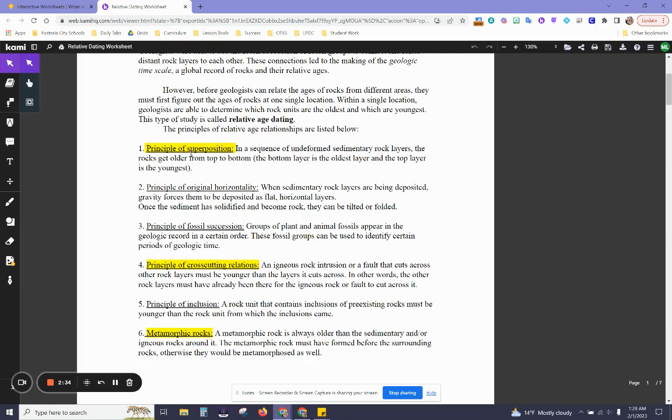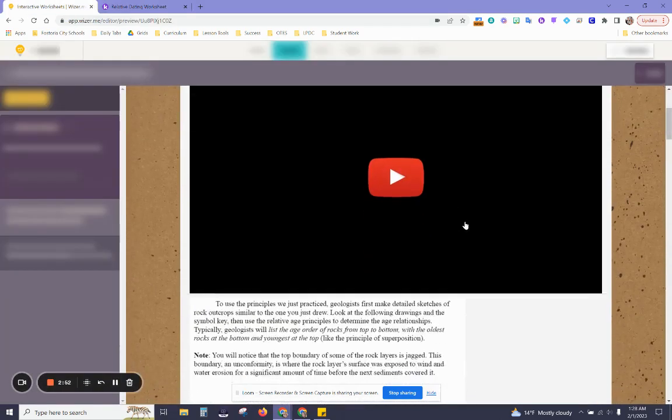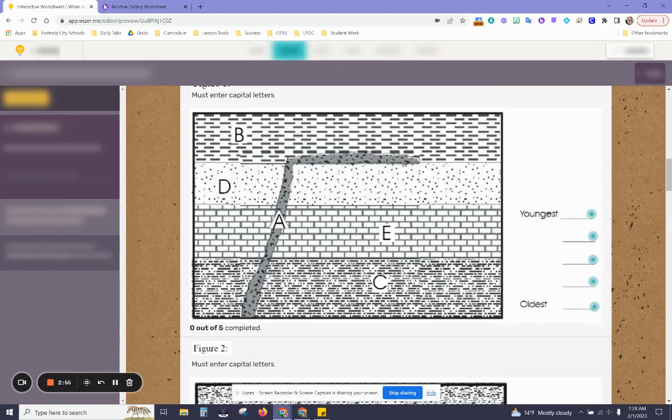So first off, we have the principle of superposition, and superposition is one of your vocabulary words for this reason. It states, in a sequence of undeformed sedimentary rock layers, the rocks get older from the top to the bottom. The bottom layer is the oldest layer and the top layer is the youngest. So it's simply saying that if rock layers are in these nice straight rows, the oldest is on the bottom, and then the next one's deposited, and the next one's deposited, and the youngest one, the most recent one to be deposited, is on the top.